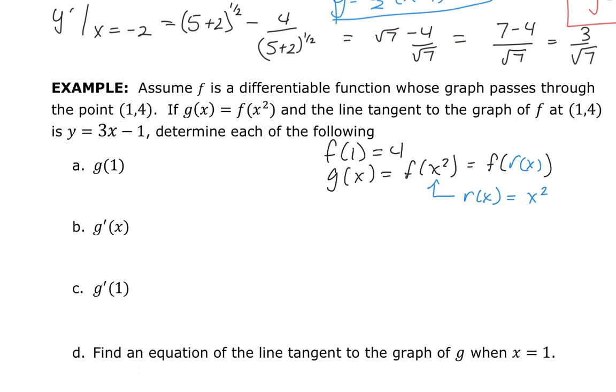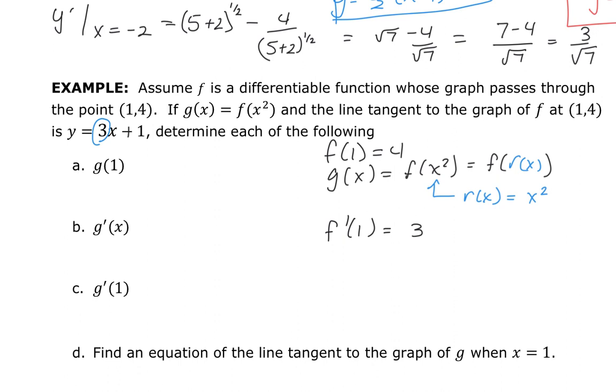The tangent line of the graph at the point (1, 4) is 3x... this should be plus 1. So 3x plus 1. Now what is that telling me? That tells me that f prime of 1, when I evaluate this, is going to be 3, because that's the slope of the equation of the tangent line. So I know when I do the evaluation of f of 1, it has to be 3.